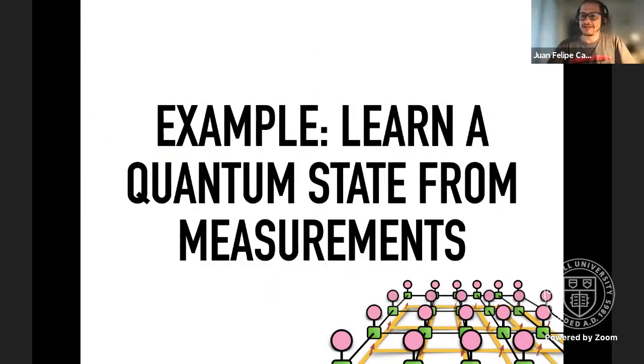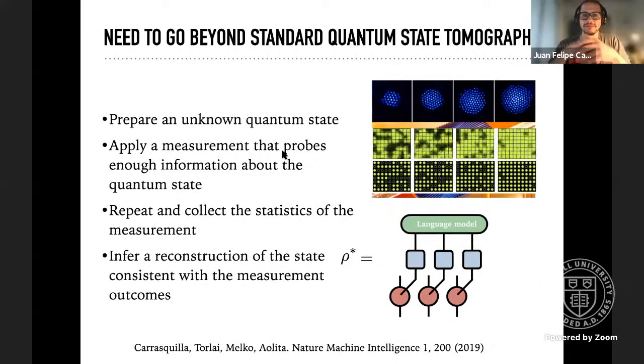Let me give you an example of an application of that, and the example is quantum state tomography. The idea is that you want to prepare a quantum state and see if you can learn this state, or approximately learn the state. So you prepare the state, you apply these measurements that I was describing, and then you repeat and collect the statistics of this measurement. Then you infer a reconstruction of the state in terms of this probabilistic model. We introduced that idea in this paper.